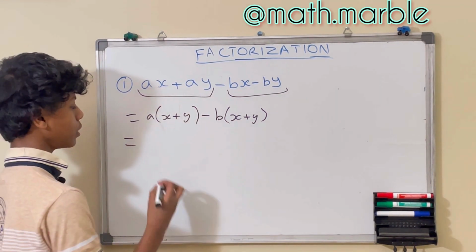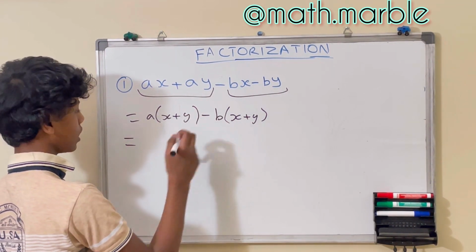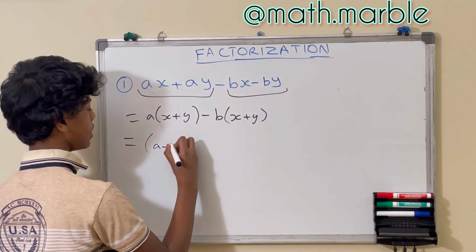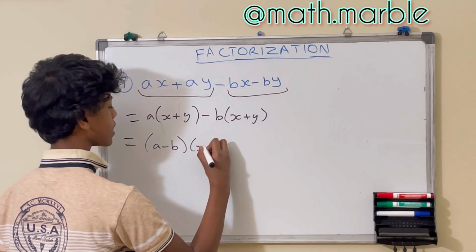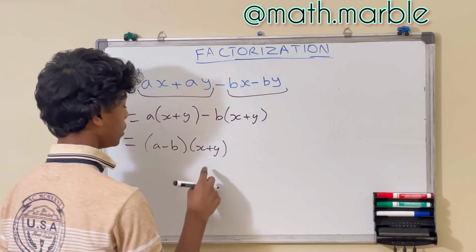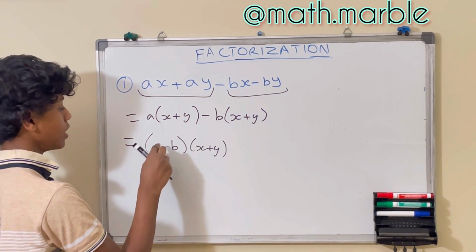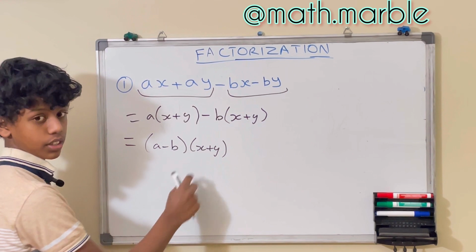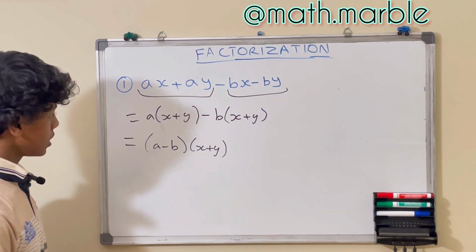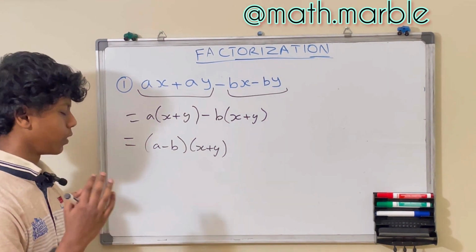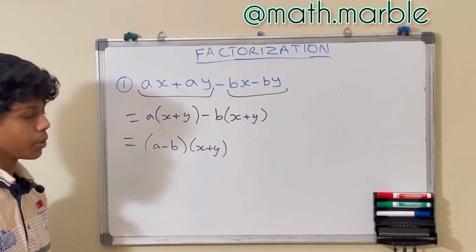So what we can do is we can just put this as a term itself. So a minus b, and then x plus y. We only need to write this once because over here we're implying that these 2 are getting multiplied into this. So this is the answer for our factoring by grouping question for question 1.